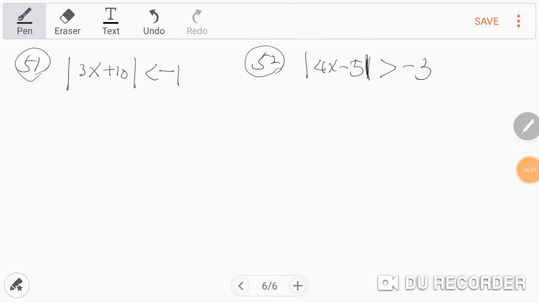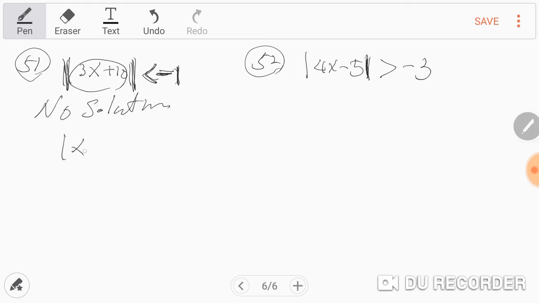Okay, this time let's compare these two examples, inequalities number 51 and 52 on page 19. This one is the absolute value. I don't know what the expression is, but the absolute value is less than a negative number. You know, the absolute value is always greater than or equal to 0. It cannot be negative, and it cannot be less than or equal to a negative number. So in this case, there is no solution.